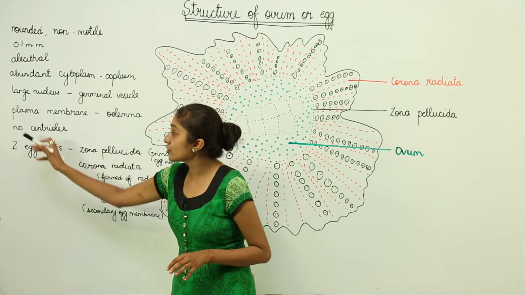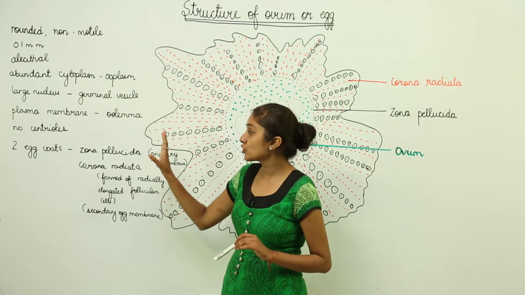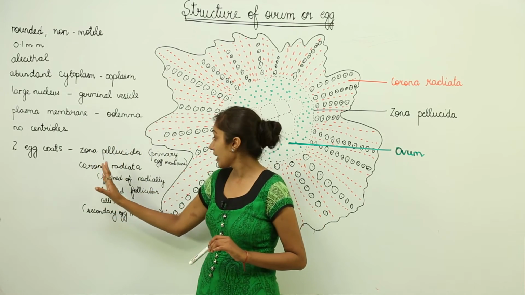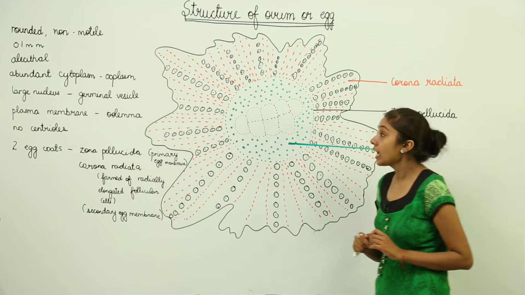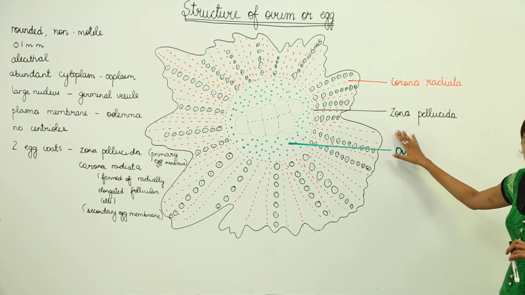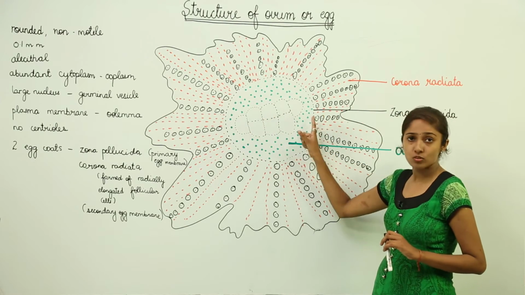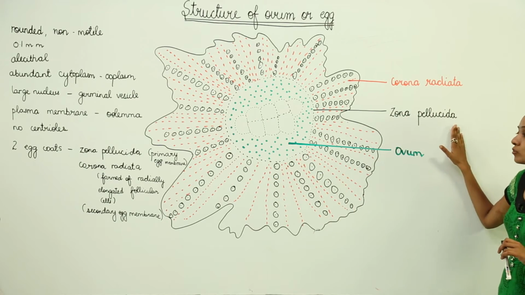Then there are no centrioles, and the ovum has two egg coats. We have the primary egg membrane and the secondary egg membrane. The primary egg membrane is zona pellucida. So it is a very thin inner membrane. It is the primary egg membrane which we call as zona pellucida.